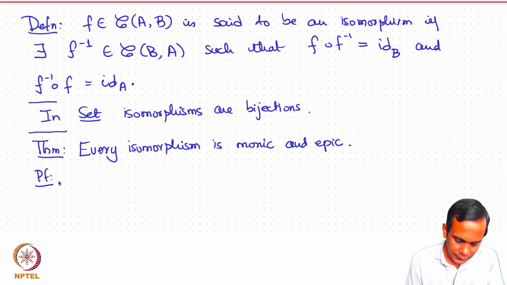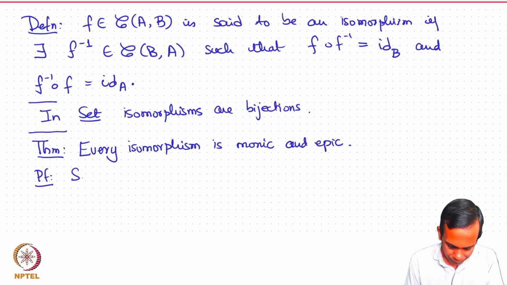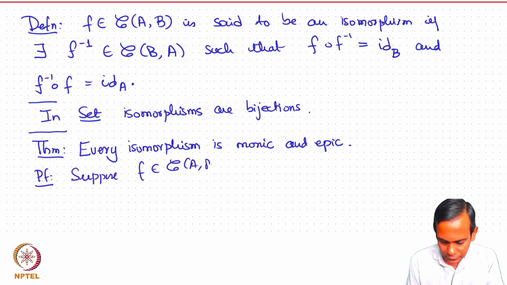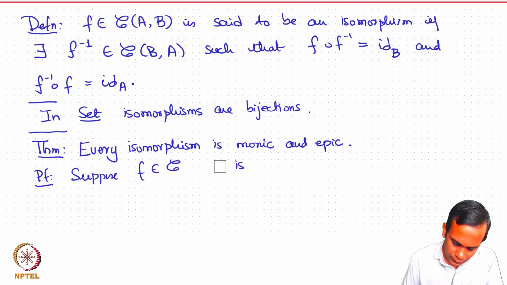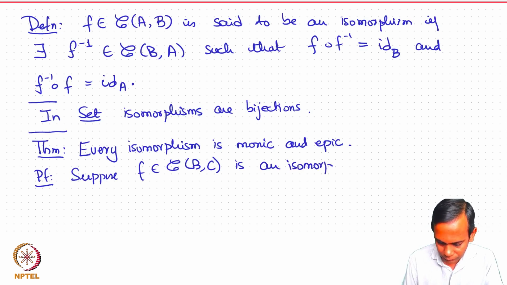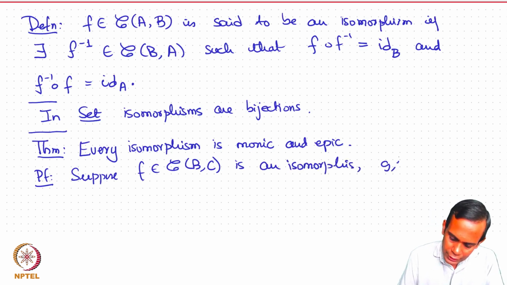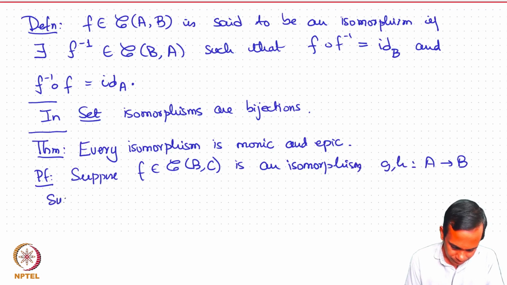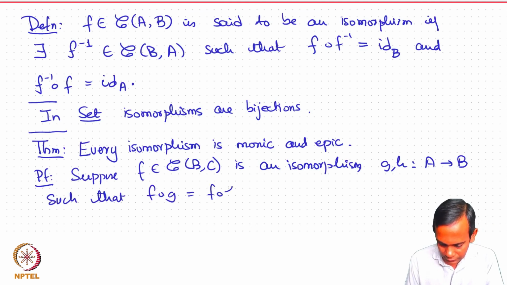The proof is very easy. Let me do it for monic. Suppose F from A to B is an isomorphism. So monic, so let's say B to C. I like my objects to be in alphabetical order. And we have G and H from A to B, such that F circle G is equal to F circle H.